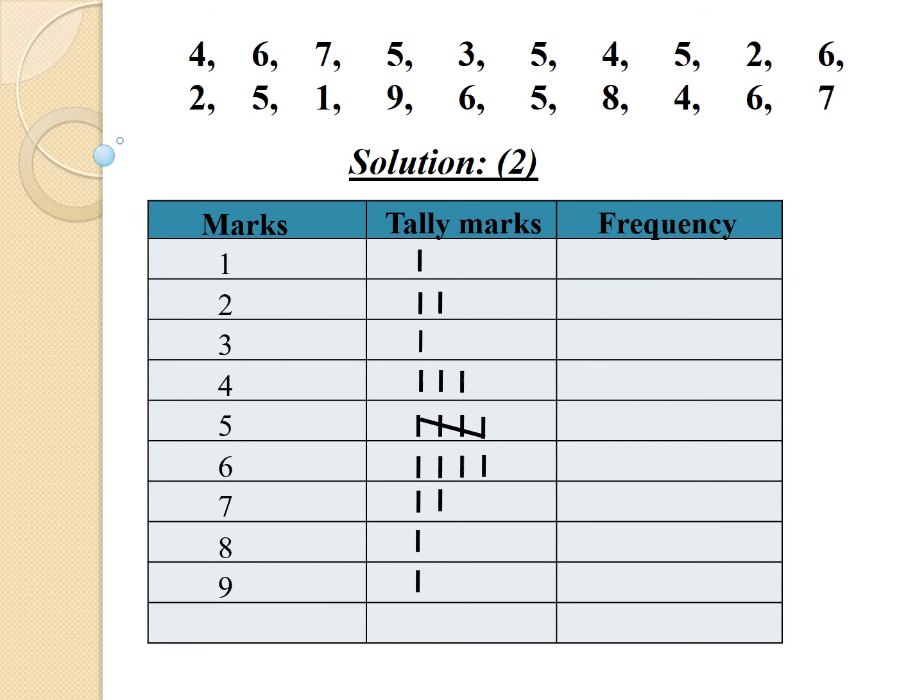Students, after completing the second column, we have to complete the third column, that is frequency. We know that frequency means the number of times a particular observation occurs. Thus, 1 occurs one time. So, we have to write 1 in the frequency column. 2 occurs 2 times. So, we have to write 2 in the last column. 3 occurs 1 time. So, we have to write 1 in the third column. Likewise, we have to complete the third column.